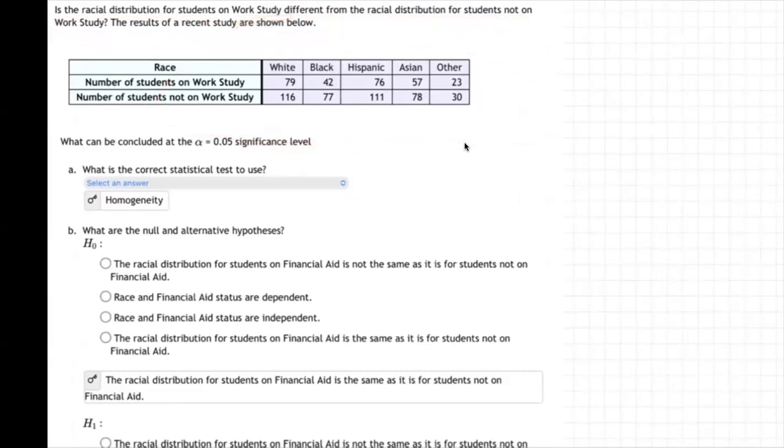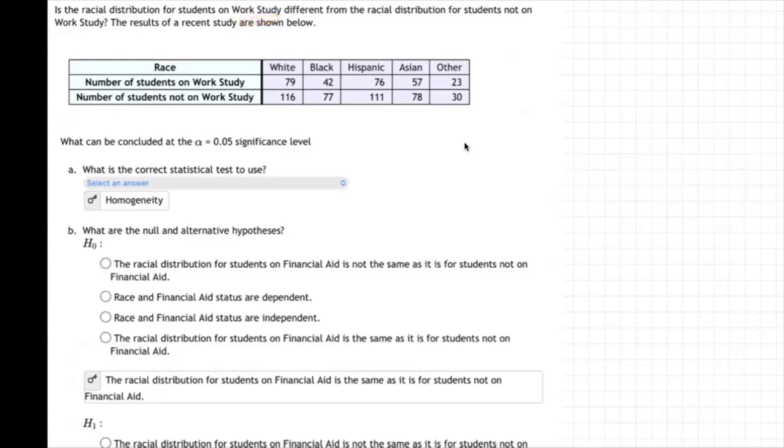The school helps you pay your tuition by giving you a job on campus. Like I worked in the library. I worked in different departments as like a secretary or mailroom guy or things like that. So that's what work study is. So it's people on financial aid that get a job on campus to help pay for their college tuition.